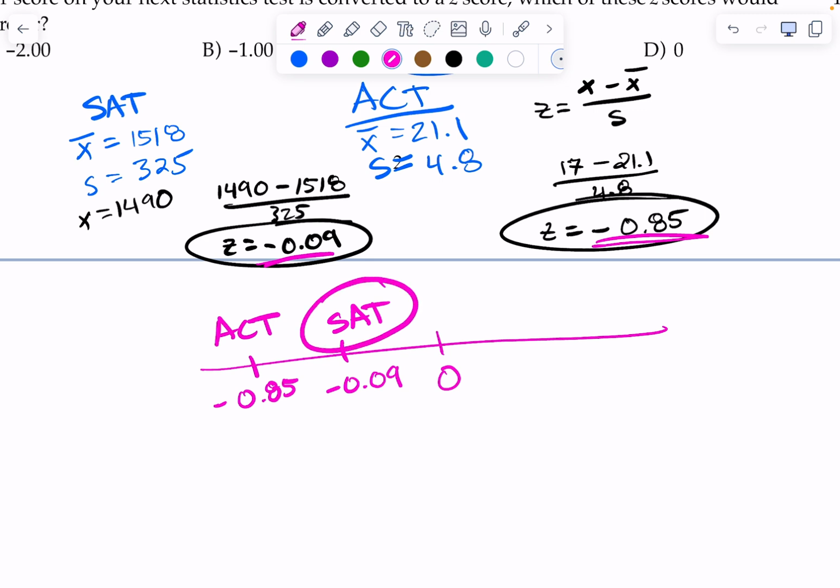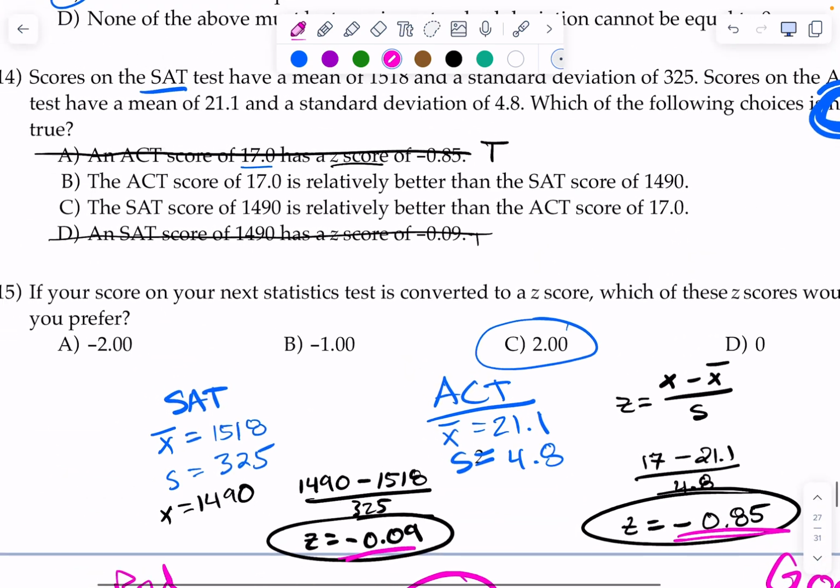SAT, right? SAT is the least negative; this is bad land over here, right? These are good scores, right? You said we want to be a 2 on the z-score chart, right? We want to be over here. That's bad. SAT is better than ACT.